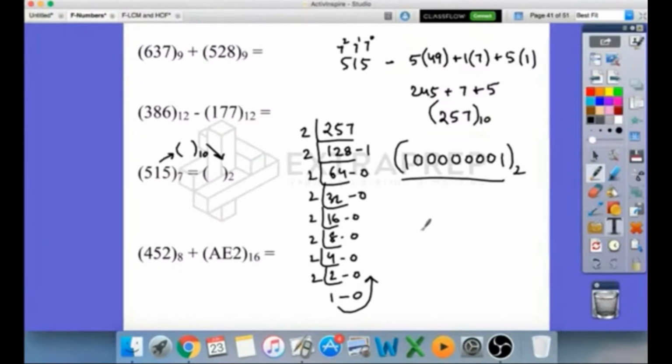I hope it's clear. First 515 base 7 is converted into decimal. Once you got 257, you're converting that into binary again. There are 7 zeros in between. Okay, copy this down and then we'll solve the next question.